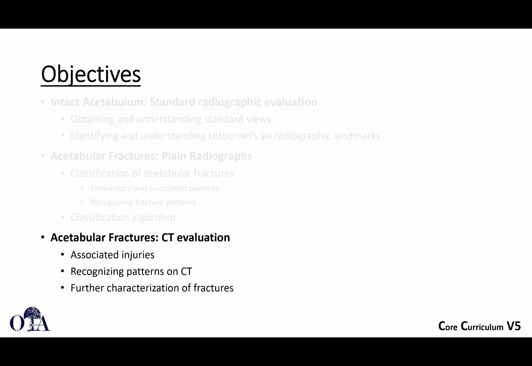We are going to wrap this up by talking about CT scan evaluation. The objectives are to understand how to evaluate associated injuries, recognize patterns on CT scan, and how to further characterize fractures. And then we're going to talk a little bit at the end of how you might be able to use an algorithm to help identify fractures by classification.